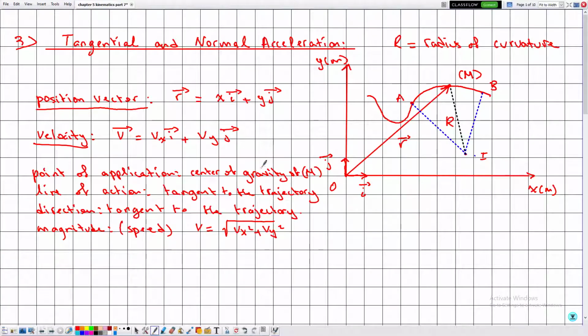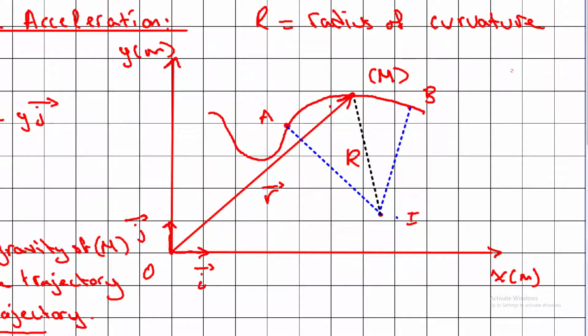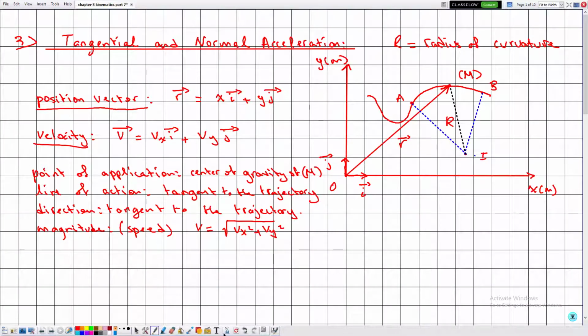Now recall that we are interested in representing the velocity vector without using a scale. So here they are telling me tangent to the trajectory. So tangent to the trajectory, as if this is a circle, it will be perpendicular to the radius. So the velocity vector will be represented like this.